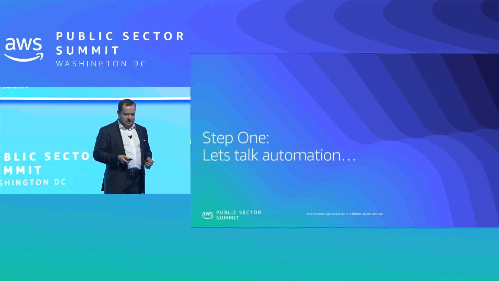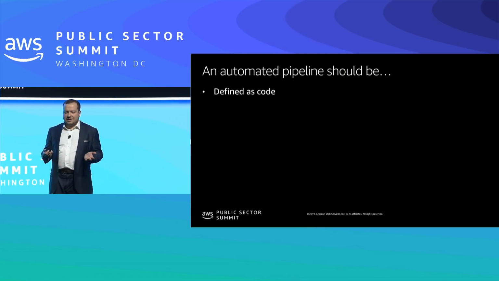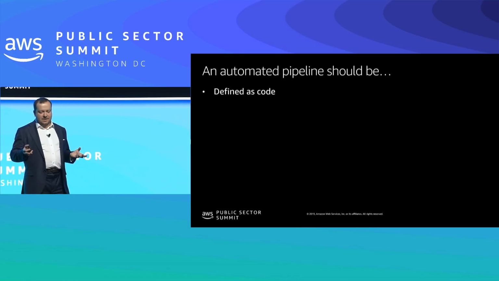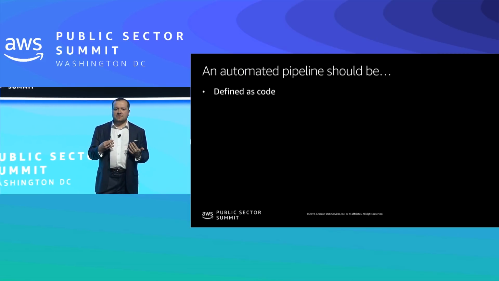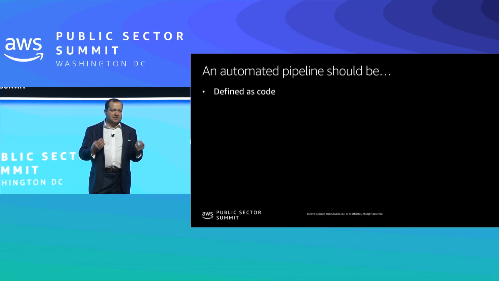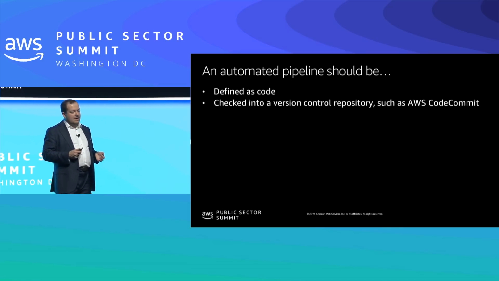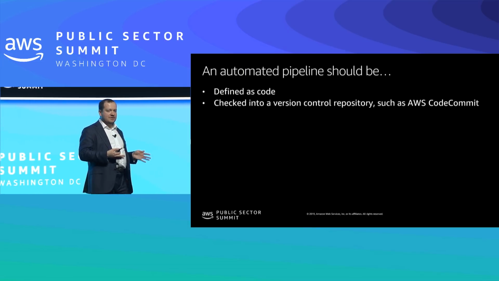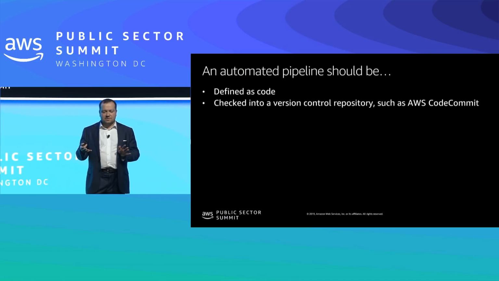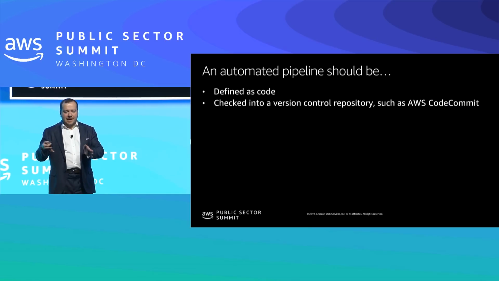automation here. An automated pipeline, what does that actually mean? That means that the pipeline itself is defined as code. In terms of AWS CodePipeline, that means you've got a CloudFormation template that defines your actual pipeline. That pipeline should be checked into a version control repo. So you've got your CloudFormation template, you're storing it in a code repo such as CodeCommit, so you're treating your actual infrastructure as a piece of code.